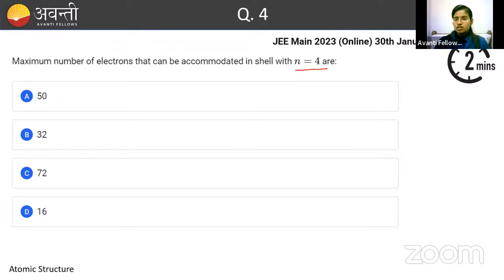Very good, very good. Correct. Option B is the correct answer. But how option B is the correct answer? So what is the concept we have to apply here? Very good, students. Nothing to do much with the concept, but it is just a simple formula, right? To find out the maximum number of electrons that can be accommodated in a shell, we have to use 2n square formula. Very good.